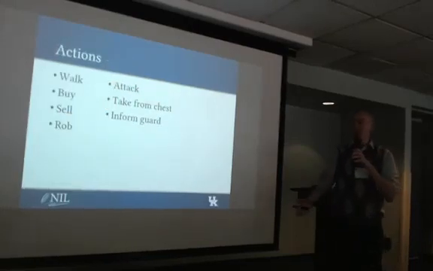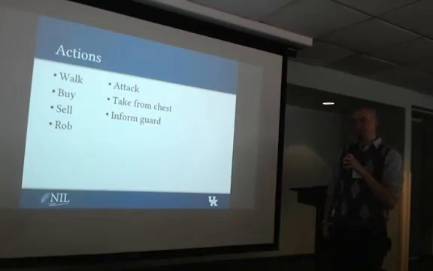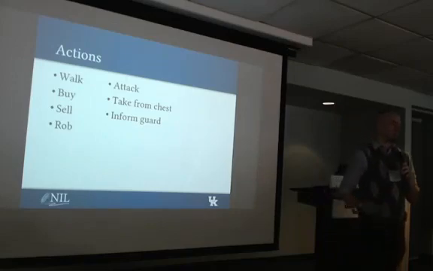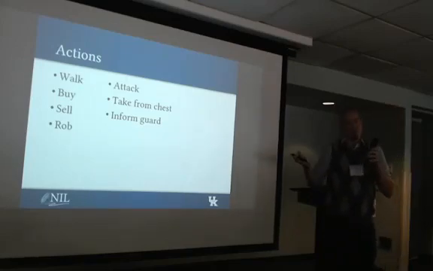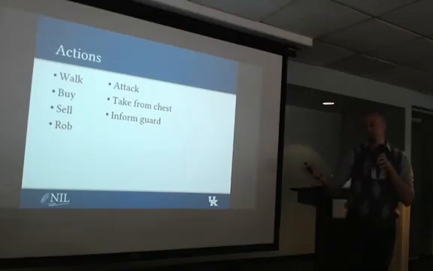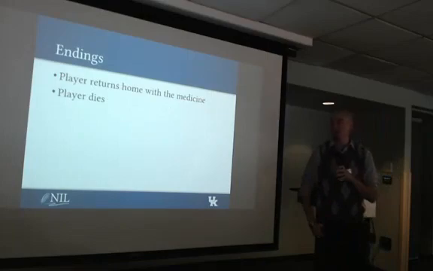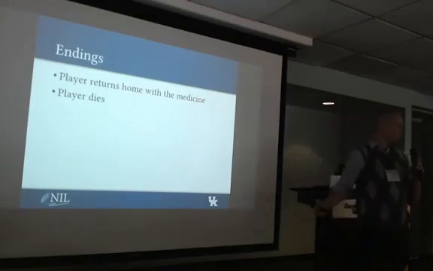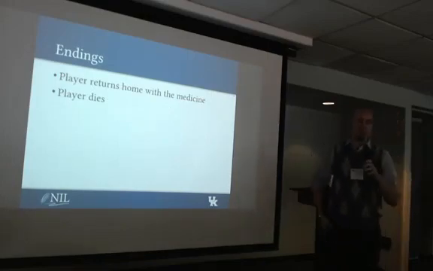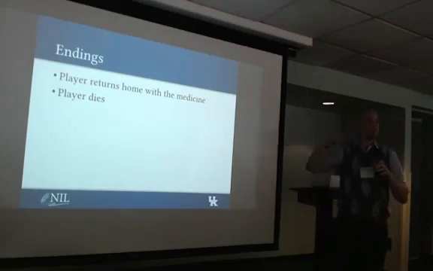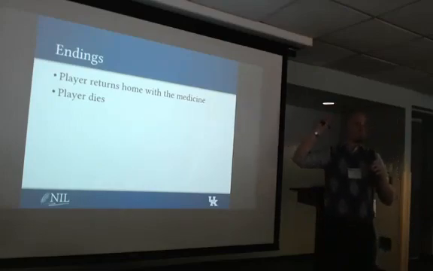So what can you do? You can walk around, you can buy stuff, you can sell stuff, you can rob people, you can attack people, you can take the money out of the chest, and you can tell the guard where the bandit is. So if you know where the bandit is, you can go up to the guard and say, hey, I've seen the bandit, and the guard will do whatever the guard's going to do, including going after the bandit. There's two possible endings. Either the player is going to return home with the medicine, or they're going to die trying. Very, very simple set of author goals, and this is what we mean by our author constraints. We want to make sure that every story ends with one of these two endings.